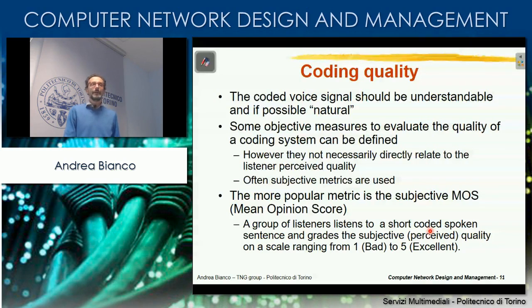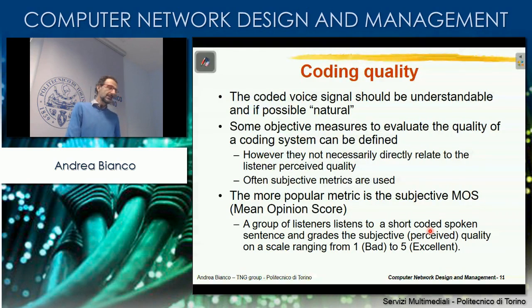You can measure many, many things, but at the end, none of them is a good representation of what we as humans perceive as a good or bad quality. Okay, there is of course a correlation, but it's not direct. So it would be very difficult to measure the quality of a coding scheme by any measuring technique that we typically use to measure something else.